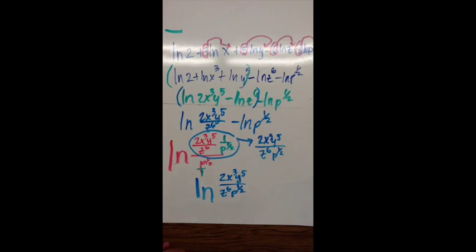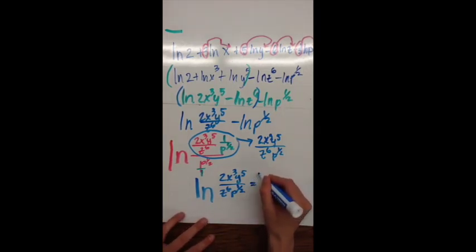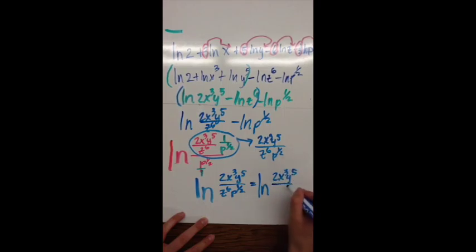And then we want to change the p to the 1/2 to a root, so I'm going to have natural log 2x cubed y to the 5th over z to the 6th, and it's going to be a square root because of the 2, and then I'm going to have a p to the 1st power, so it's going to be over z to the 6th square root p.